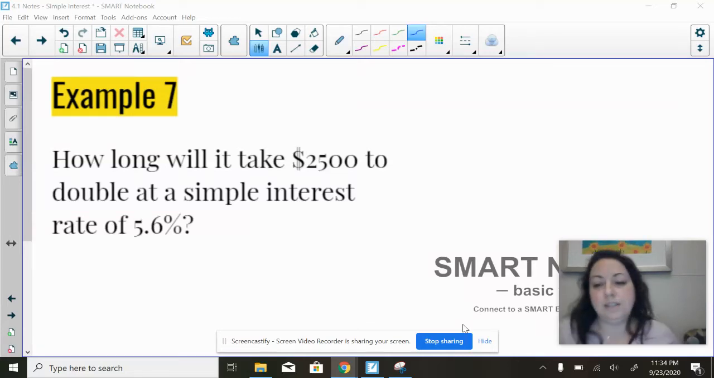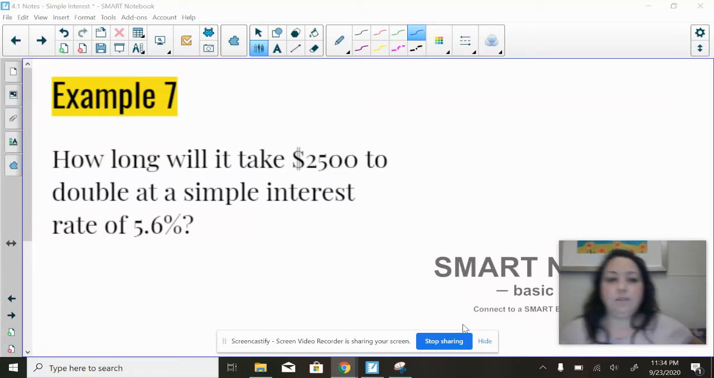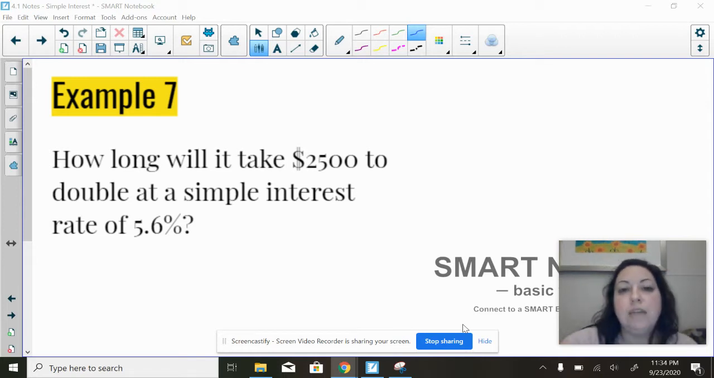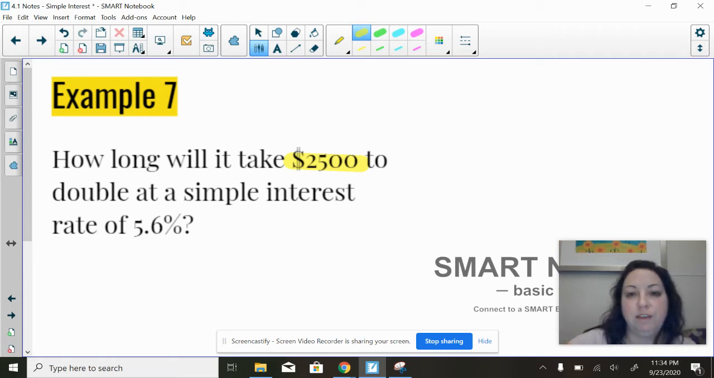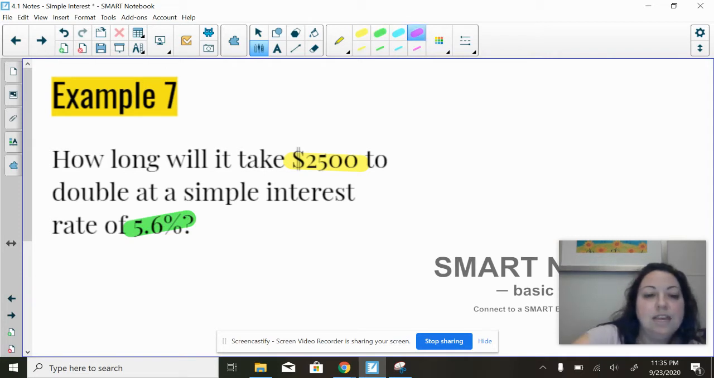Okay, so example 7 is a little bit different. It says, how long will it take $2,500 to double at a simple interest rate of 5.6%? The $2,500 is our principal value. And the other thing that they gave us here was that interest rate of 5.6%. Now, the other funny thing that they told us is that that amount needs to double.